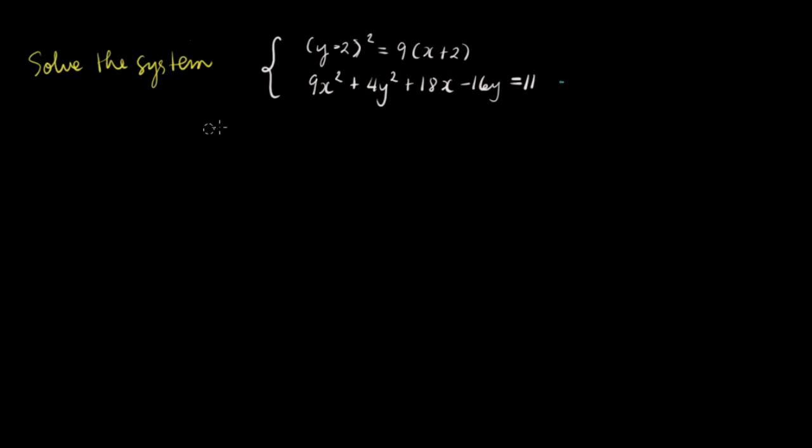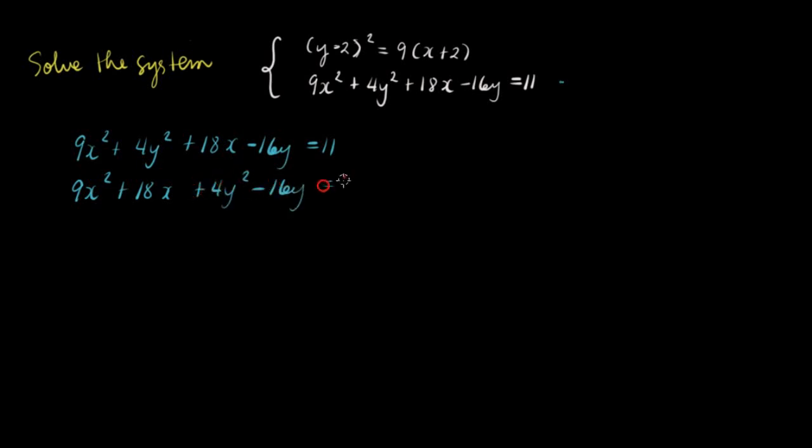So, from the second equation, we have 9x squared plus 4y squared plus 18x minus 16y is equal to 11. Complete natin yung squares kay x tsaka kay y. So, we have 9x squared plus 18x and then plus 4y squared minus 16y equals 11. We can factor out 9 sa x. So, we have 9 times x plus 2. Ano ba? 9x squared plus 2x.